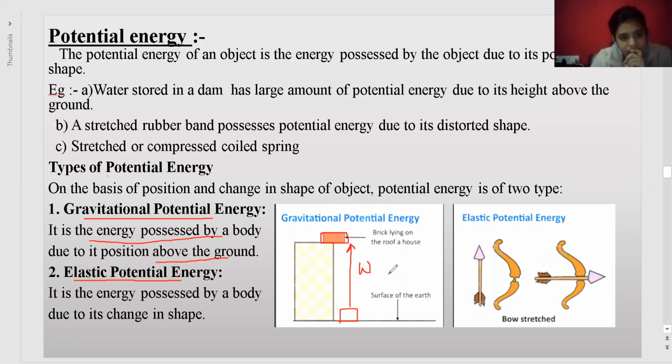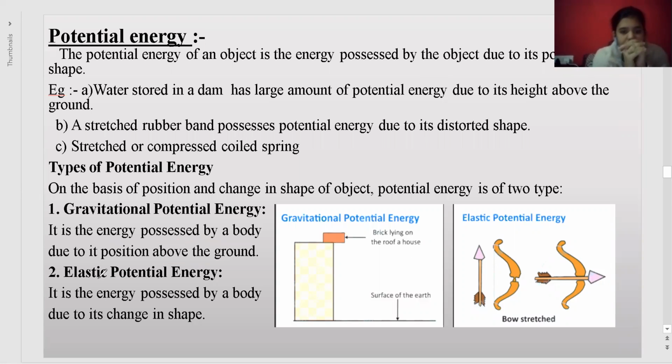Okay, for example, suppose you did 10 joule of work on taking this brick from ground to rooftop. So in that brick now the potential energy would be equal to what? 10 joule, like that. Okay, so if a body has potential energy due to being at some height, that potential energy is known as gravitational potential energy. Why? Because the body is taken against the gravitational force. It is going up against the gravitational force, right?